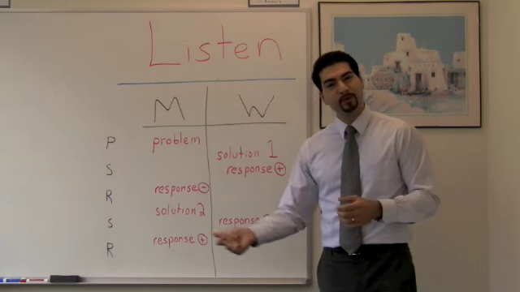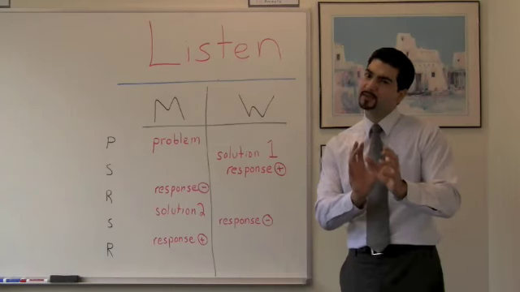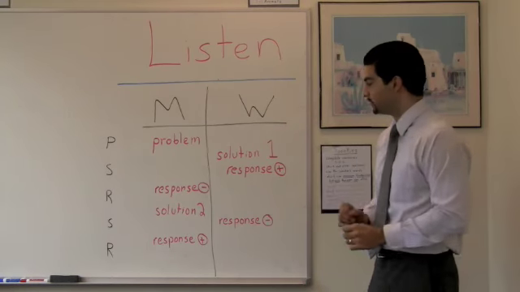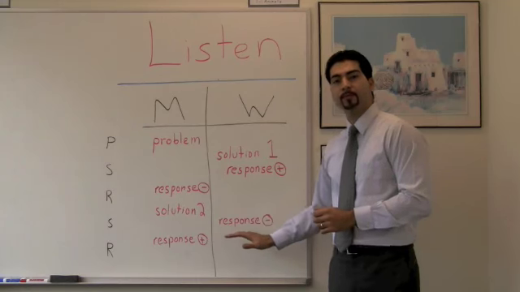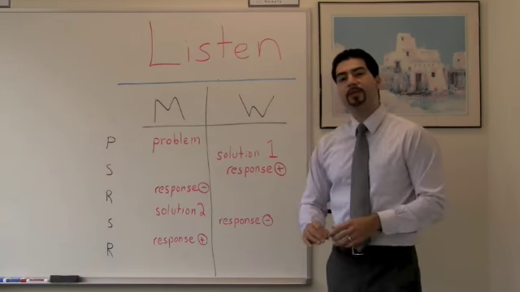Second solution is going to be pretty quick. They're just going to say, why don't you try this? I think this is a good idea. Sometimes they can be tough, but usually they're pretty clear. And then, of course, you have a response, a back and forth. I like it, I don't like it. That's the conversation.